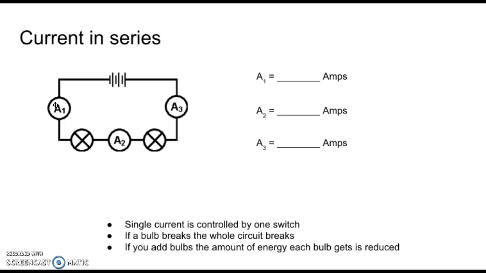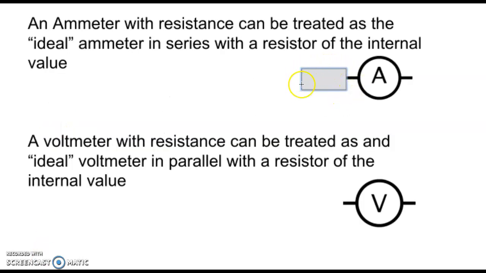That's in theory. In practice, all ammeters do have some resistance, and when we're trying to deal with this mathematically, what we do is we assume that the ammeter has a tiny resistor as part of the circuit. We would put an unknown resistor in series with the ammeter, and so our calculation would be done accordingly.